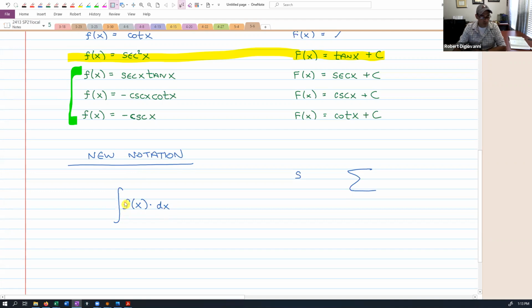So our function was a function of x, right? And we want to take the antiderivative, treating x as our variable because it says dx, so that's telling me x is the variable. Okay? We have names for these things.